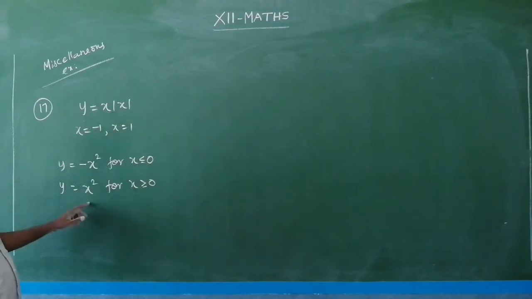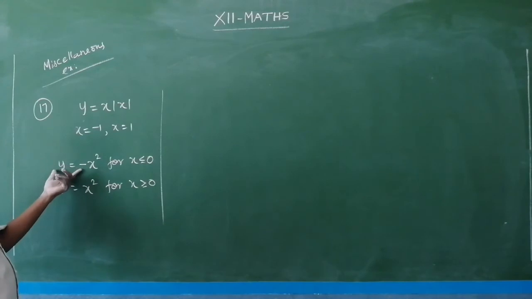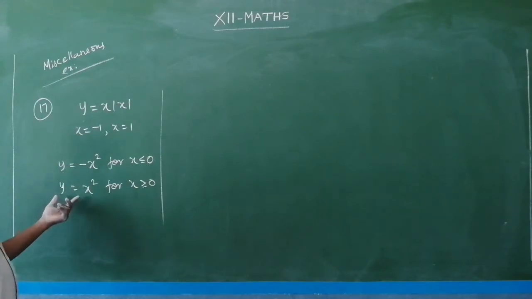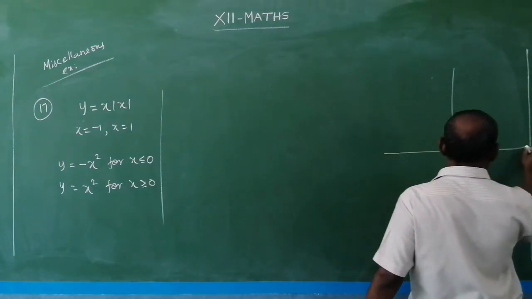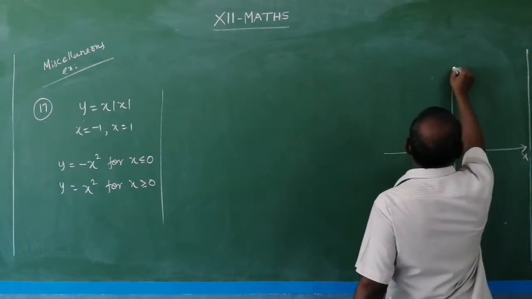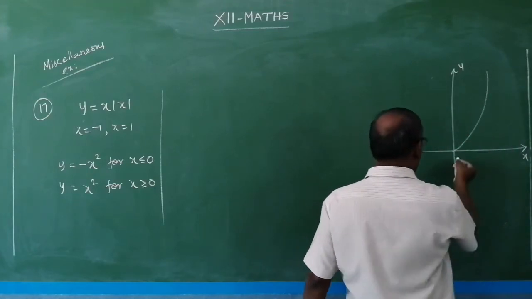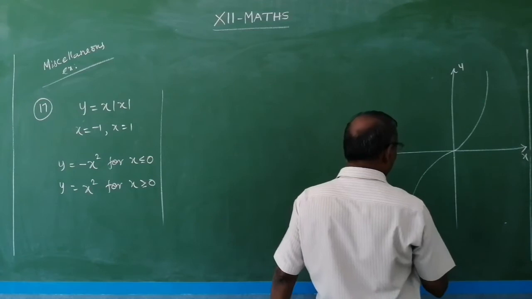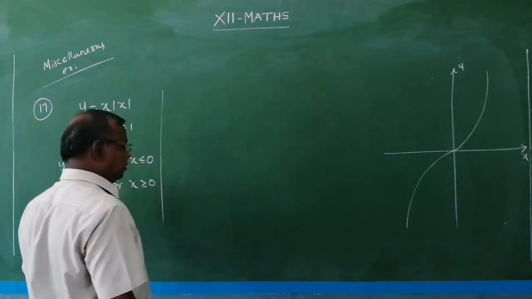So x into x, x square. Now y equal to minus x square is a parabola open downward, whereas y equal to x square is a parabola open upward. So we need not put the parabola. Let it be the first part, parabola open upward, and the parabola open downward. Almost nearly the diagram we have drawn earlier.